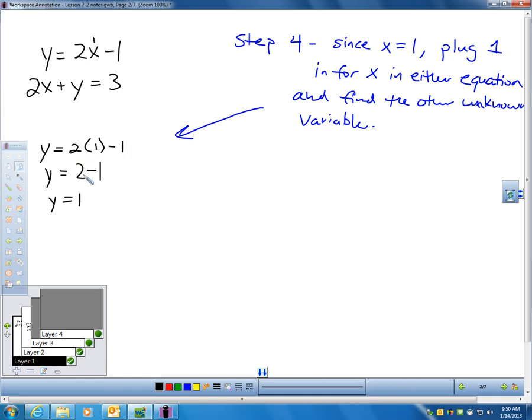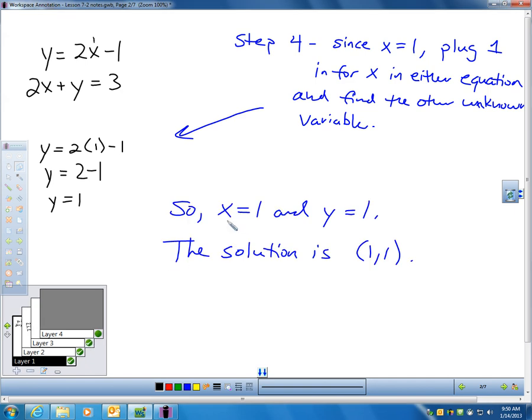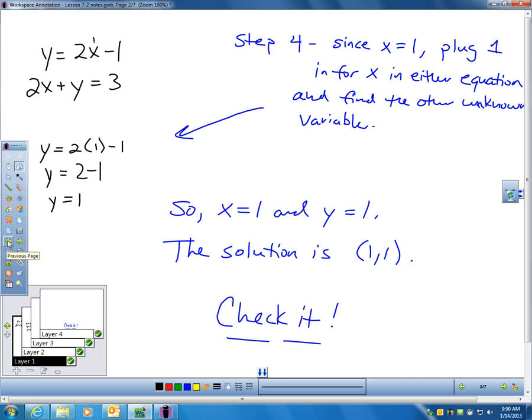2 times 1 is 2. 2 minus 1 is 1. I just figured out y is 1. So x equals 1 and y equals 1. The solution to this system is 1, 1. And I ought to quickly check it. Let's go back to the previous slide and check if 1, 1 works.